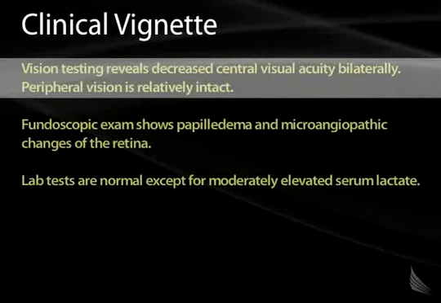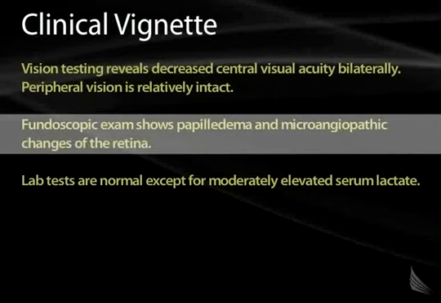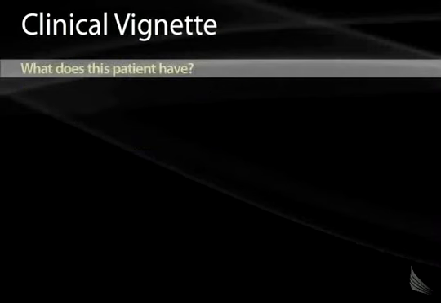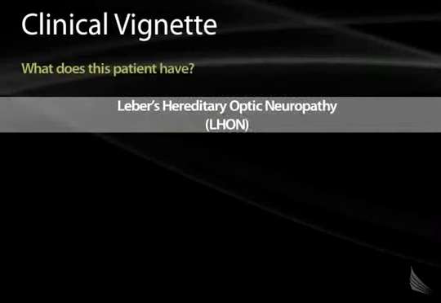Vision testing revealed decreased central visual acuity in both eyes. The peripheral vision was relatively intact. The fundoscopic exam showed papilledema and microangiopathic changes of the retina. Lab tests were essentially normal except for a moderately elevated serum lactate. The disease that this patient had is called Leber's hereditary optic neuropathy, or LHON.